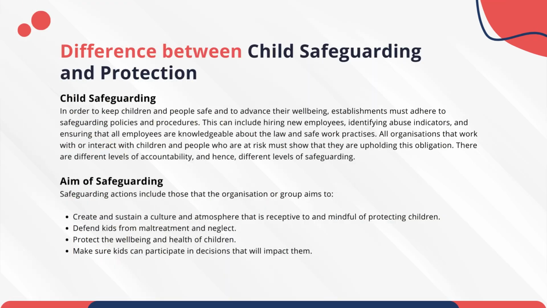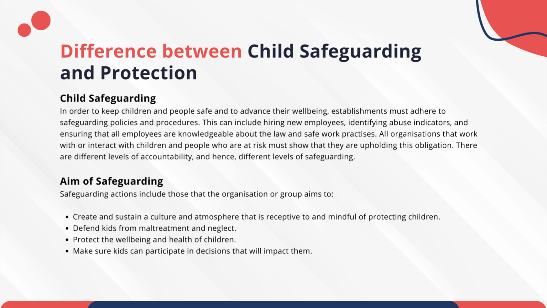Child safeguarding. In order to keep children and people safe and to advance their well-being, establishments must adhere to safeguarding policies and procedures. This can include hiring new employees, identifying abuse indicators, and ensuring that all employees are knowledgeable about the law and safe work practices. All organizations that work with or interact with children and people who are at risk must show that they are upholding this obligation. There are different levels of accountability, and hence, different levels of safeguarding.